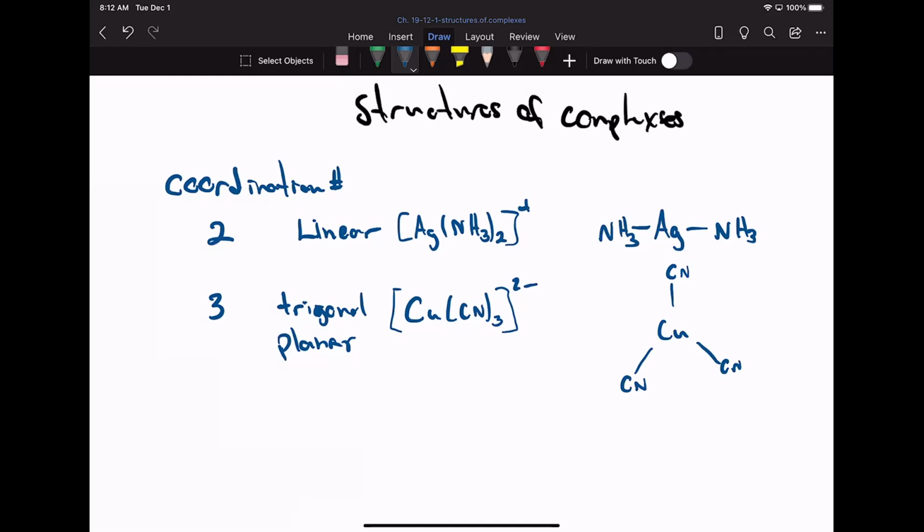And you know what, let me look at something here. There's cobalt.